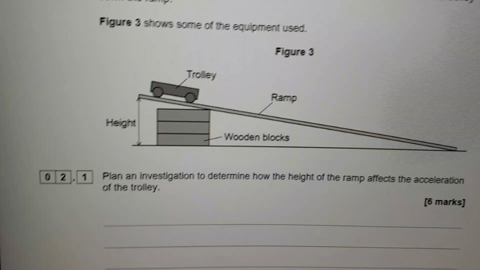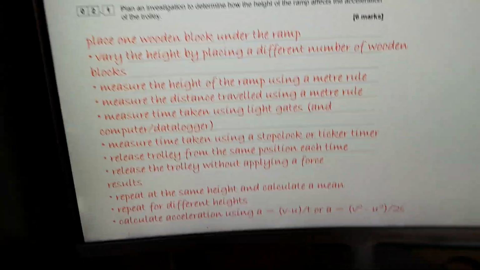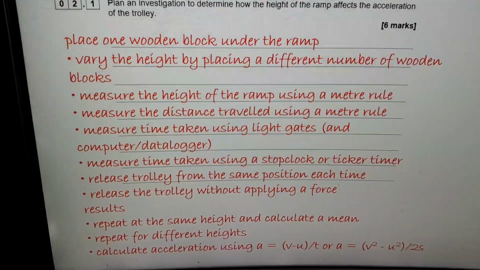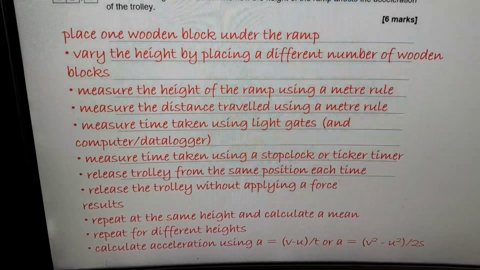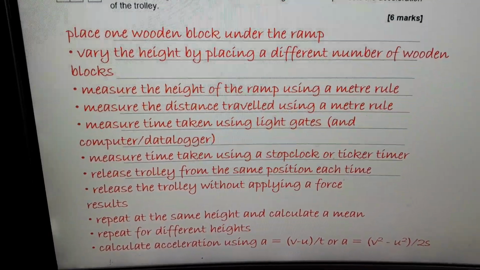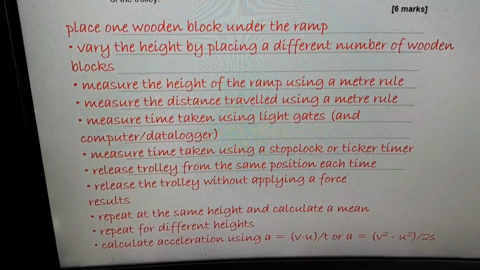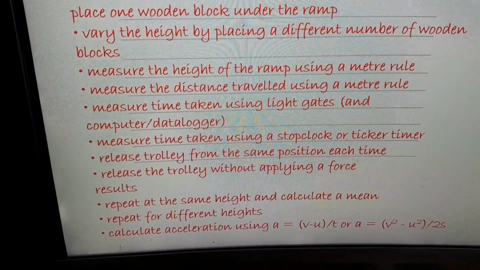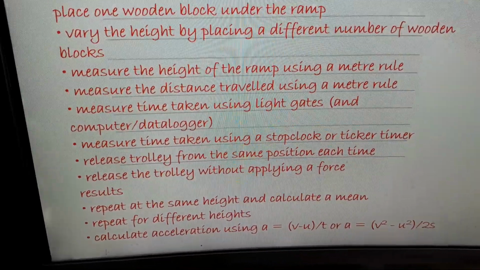Okay, I do have the mark scheme, so let's see if my ramblings would have gotten me 6 marks. Here we go. Place a wooden block under the ramp, vary the heights with different numbers of wooden blocks. Excellent. Measure the height of the ramp. Excellent. Measure the distance travelled. Brilliant. Measure the time taken using light gates. I didn't say that. I said have a person doing the timing. Light gates would obviously make it a lot better.